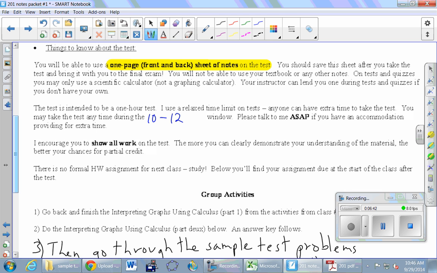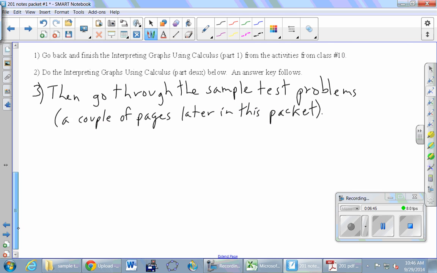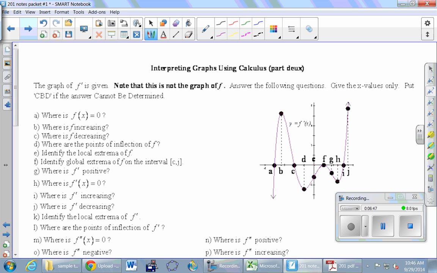Okay, so that's that. There is a homework assignment for next class. It says it was below. Maybe it's on the next page.